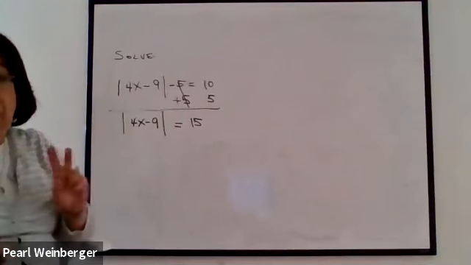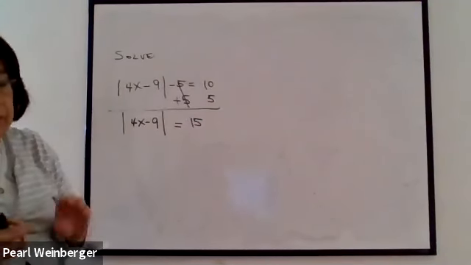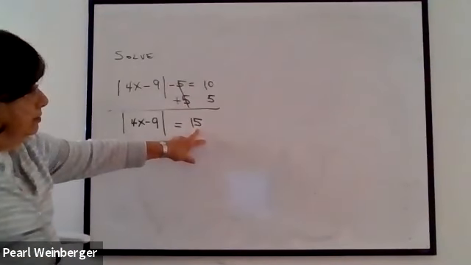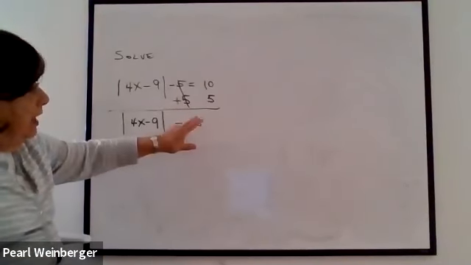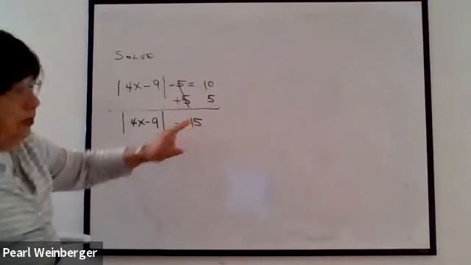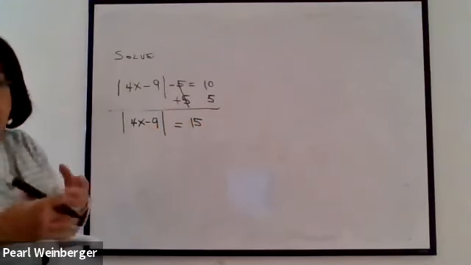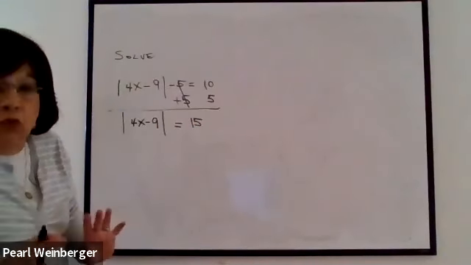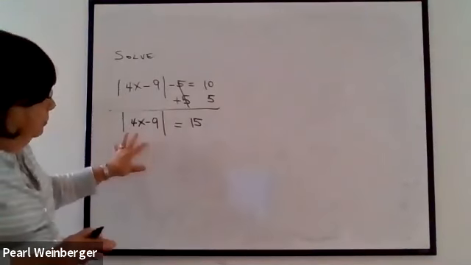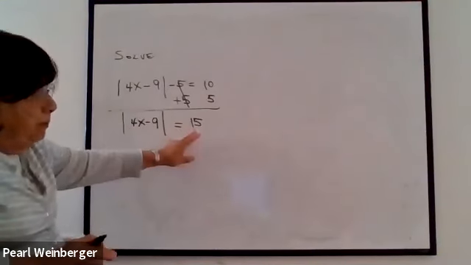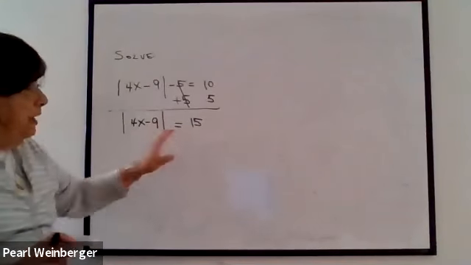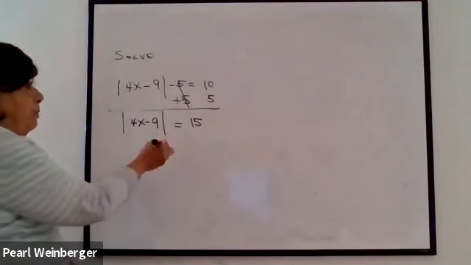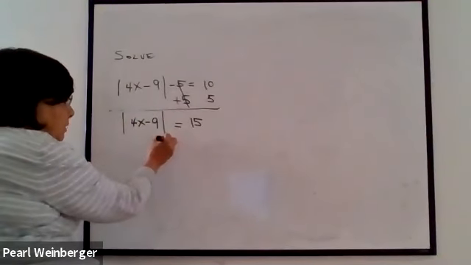And then you have to break this up. Look at the number that's on the other side of the absolute value sign. It must be a positive number. If this had turned out to be a negative 15 or a negative anything, you could have stopped right there because the absolute value always has to be positive. Well, this is positive. Since it's positive, I can go further by breaking it up into 2 equations.